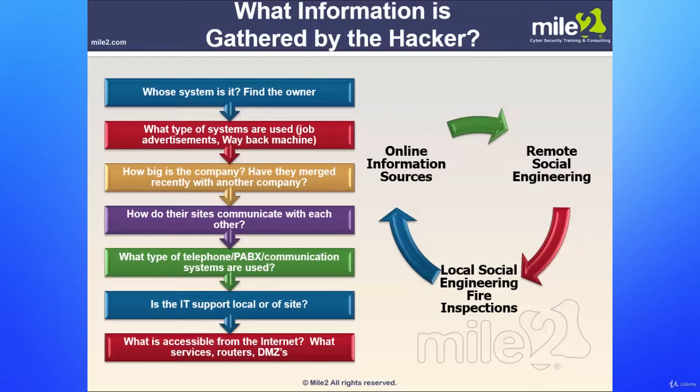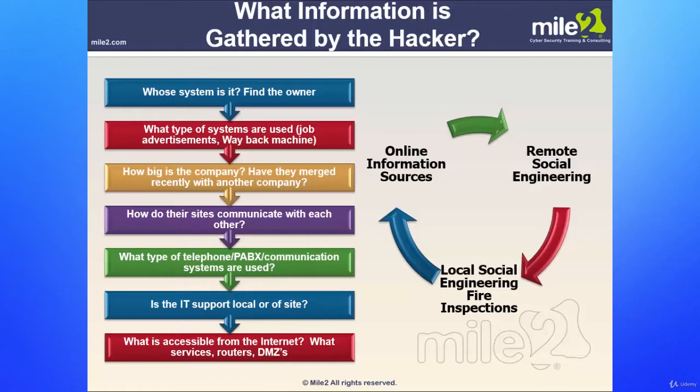Now we need to figure out things like who owns the systems. We need to find the system owners, who registered the domain name, things of that nature. We also need to find out what types of systems are used, and we can generally find those out by looking at job advertisements or looking at the Wayback Machine, also known as archive.org. And then we get into things like how big the company is, and figure out if they've actually merged recently with another company, which could allow us a possibility to come in as the merged company's employees, things of that nature.